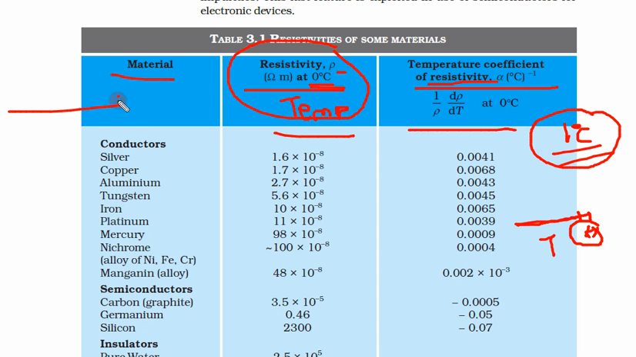One was the linear expansion coefficient, another was the areal expansion coefficient because area was expanding, and the third was the volume expansion coefficient. But here there is only one, because resistivity is a material property and does not depend on the size of the material. So there is only one coefficient, the temperature coefficient of resistivity alpha. That means, if we increase the temperature by 1 degree Celsius, what would the resistivity be after that increase?